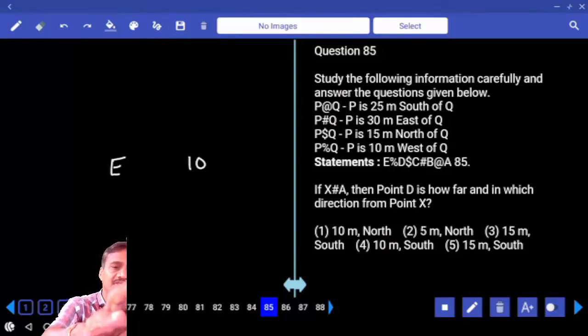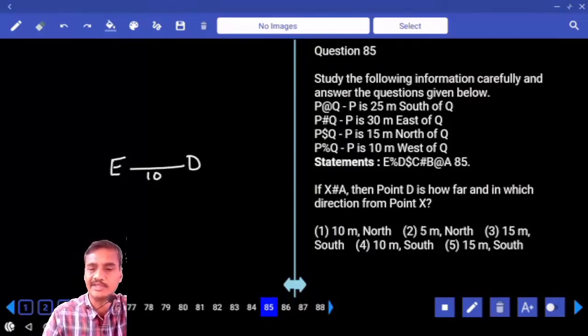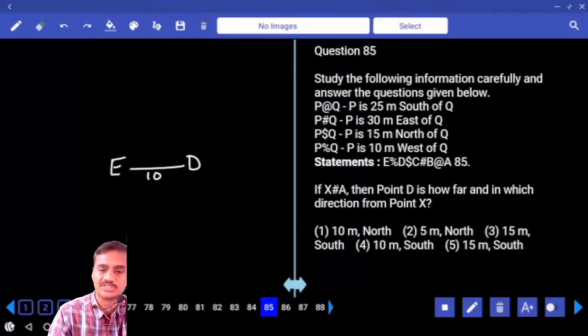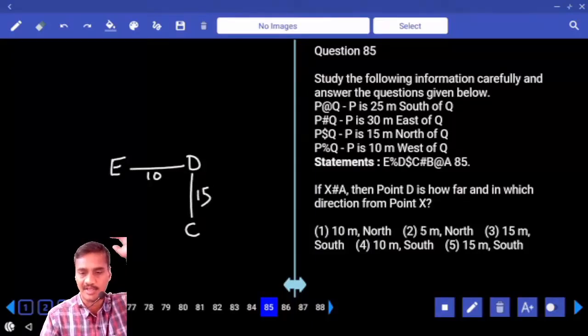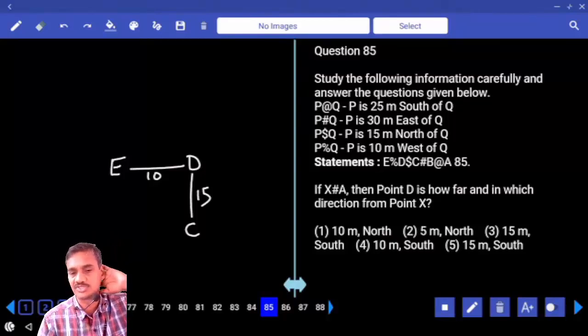Hence the distance between E and D is 10 meters. And E is to the west of D, D dollar. D is to the north of C. North means what is the distance we have? D is to the north of C, the distance is 15 meters. And next one, C hash. Hash means C is to the east of B.